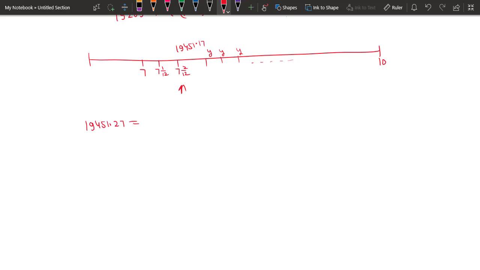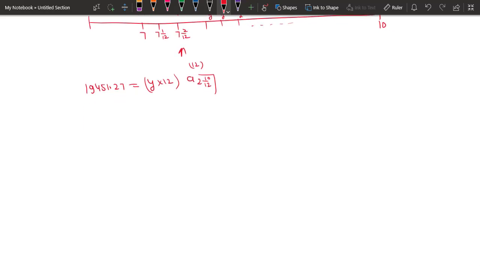19,451.27, and since we don't know how much the amount is to be increased, we'll take it as y into 12, since there are 12 payments in a year, and we'll take the remaining time period. So we are standing at time 7 years 2 months. So the remaining time until time 10 is 2 years 10 months, and since the payments are monthly, you can write a little 12 in the notation.